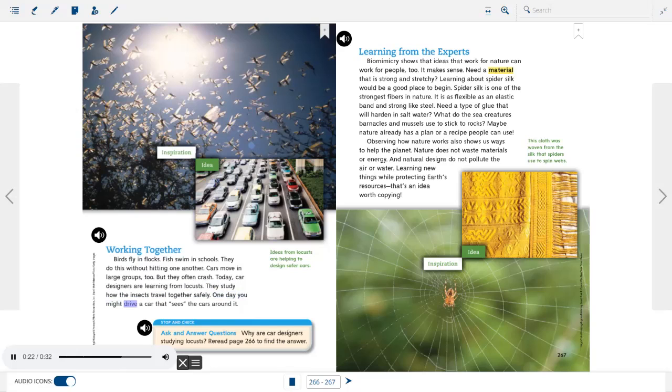One day you might drive a car that sees the cars around it. Inspiration. Idea. Ideas from locusts are helping to design safer cars.